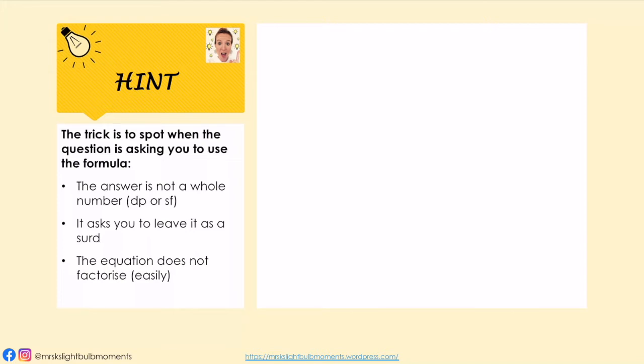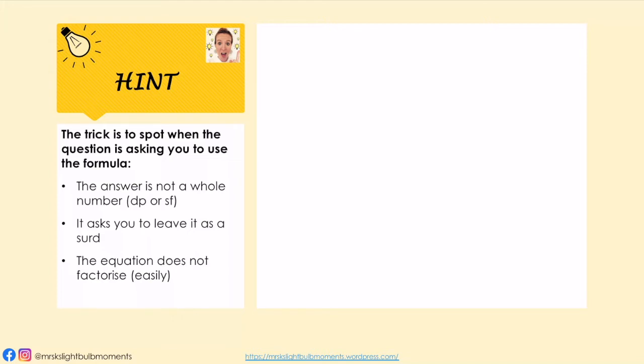Secondly, it may ask you to leave it as a surd or as an exact value, which basically means a surd. And in that case, it's probably going to be on a non-calculator paper and you'd use the formula, but it would be nice enough numbers that you can simplify and leave it as the surd form. Or thirdly, if the equation does not factorise easily. So if you're doing the question, you're spotting it's not factorising, then go straight to the formula.